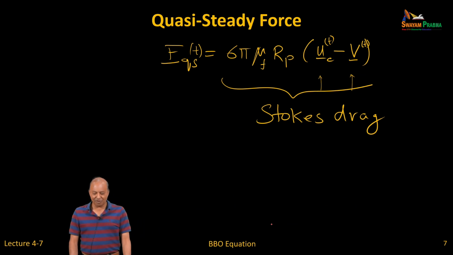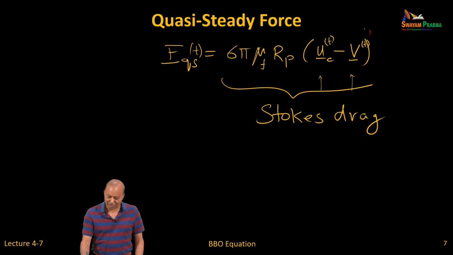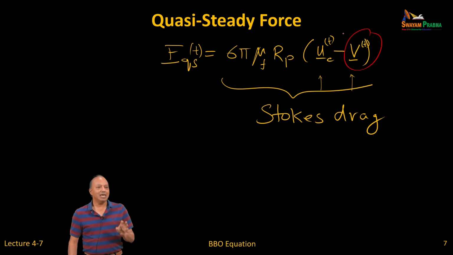The quasi-steady force is also not a big deal, because we are saying, okay, the flow is changing in time, but can I take the flow at any instance and think of it being steady? In an oscillatory flow, at any instant you capture what the flow is at that time, and then you calculate Stokes drag based on what the velocity is at that instant.